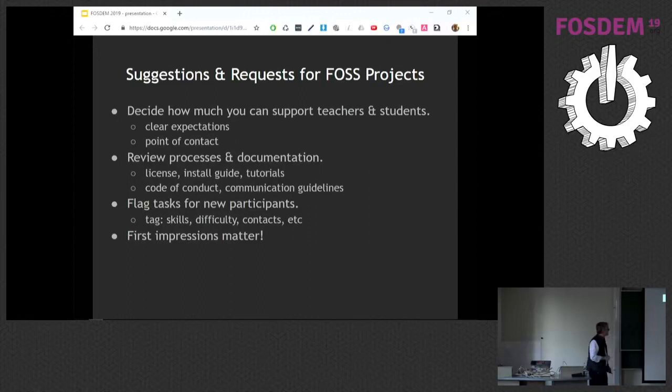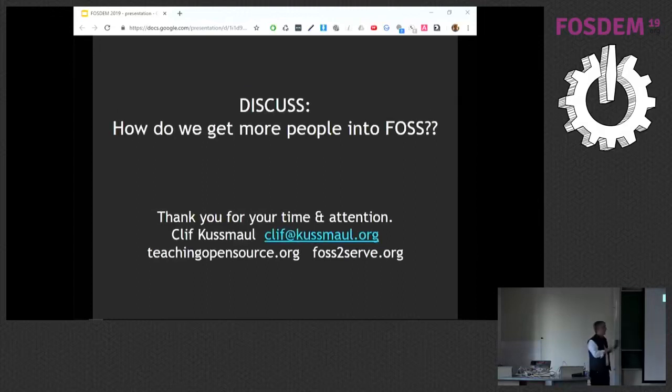The last thing I would say is first impressions matter, right? If the first interaction doesn't go well, it's probably over on both sides. So faculty and student, part of what we do as faculty is try to coach students on how to approach the community. We're hoping the communities are thinking about how best to approach the students too.